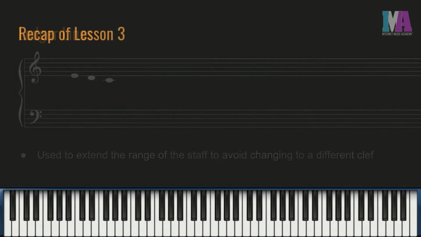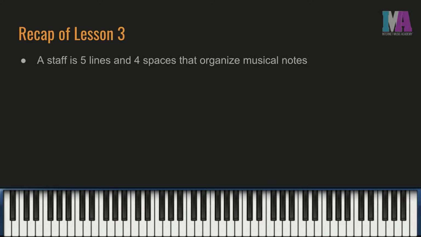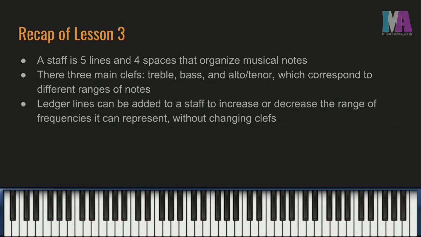To recap Lesson 3, we learned that a staff is a series of 5 lines and 4 spaces that hold and organize our musical notes. Clefs then determine which lines and spaces are associated with which pitches. Our 3 main clefs are treble, bass, and alto or tenor clef, although we also have the neutral clef, which is used for percussion instruments. And ledger lines are used to extend the range of a staff without having to change clefs.